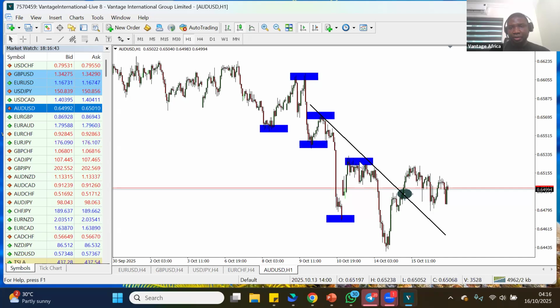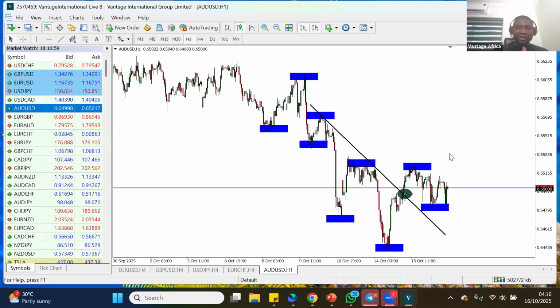This is a swing high here. All of this area here is a swing high. Then we're looking at a swing low again. This is a swing low here. This is a swing high here. This is a swing low here, right? So this is what you're looking for: identify the swing highs and swing lows.